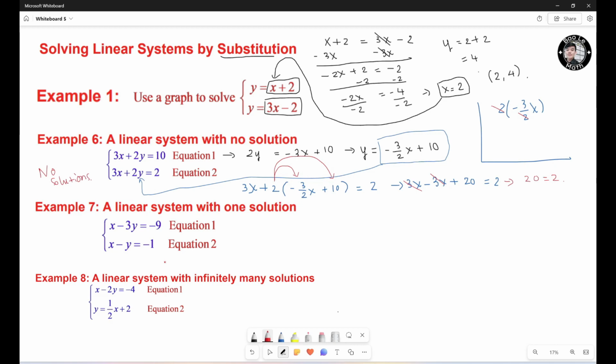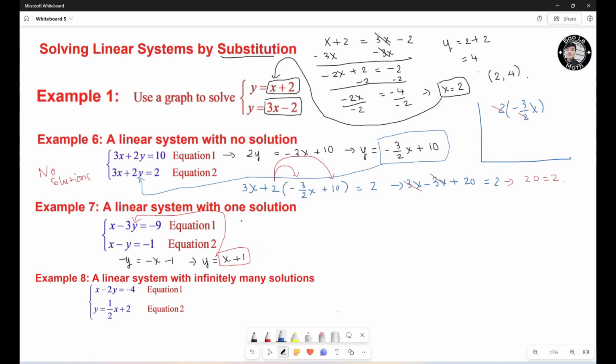Alright, let's move on to the next example, example 7. Now you need to convert one of these equations into slope-intercept form. So I want to convert the second equation into slope-intercept form. Now I subtract x from both sides. So I have negative y equals negative x minus 1. I multiply both sides by negative 1. So it turns out to be y equals x plus 1. Now I substitute over here. Whenever I see y, I substitute x plus 1 because y equals x plus 1.